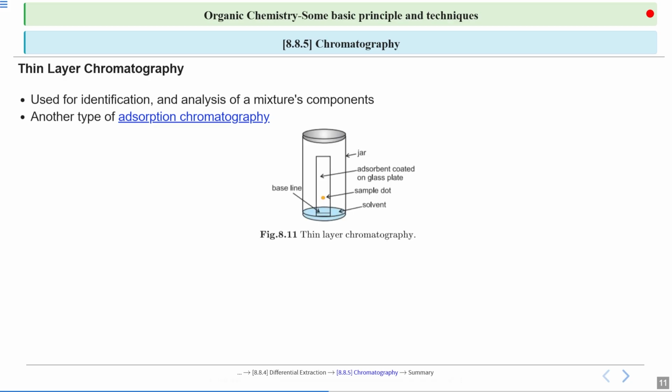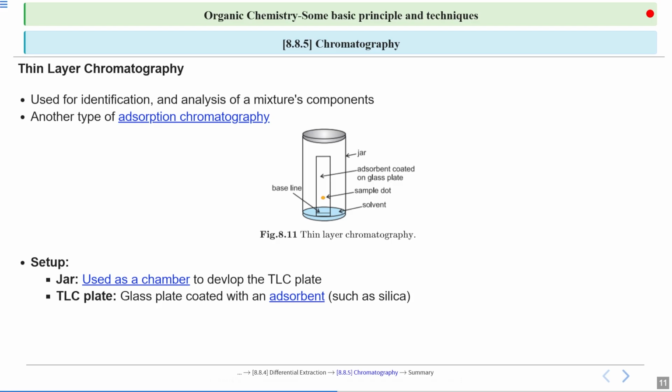So here is the setup for you. What you can see in the setup, the first one is a jar. Okay, so we have a jar. This is used as a chamber so that you can develop the TLC plate. It is basically a controlled environment where the solvent can move up the plate by capillary action.